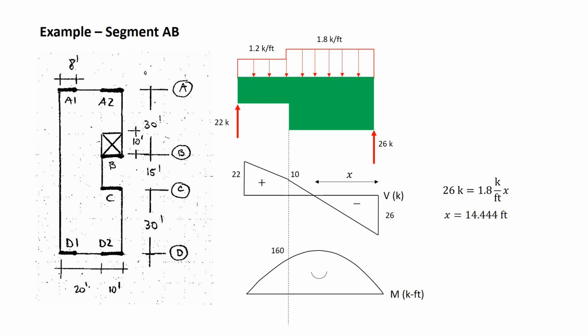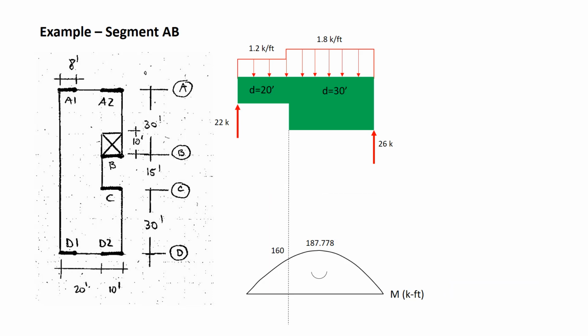Once we have x, we can calculate the maximum moment by the area of the triangle. 1/2 times the height, 26 kips, times the base x, gives us the value that's shown at the peak of that moment diagram. Now let's get rid of all the stuff we don't need.